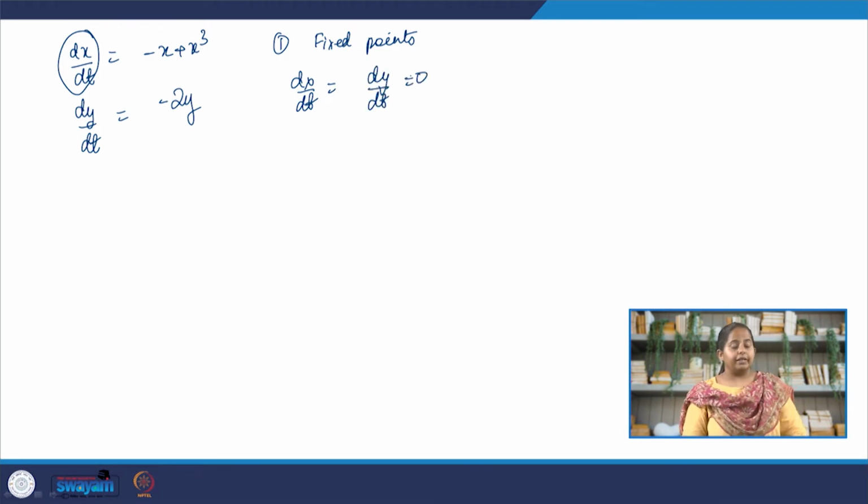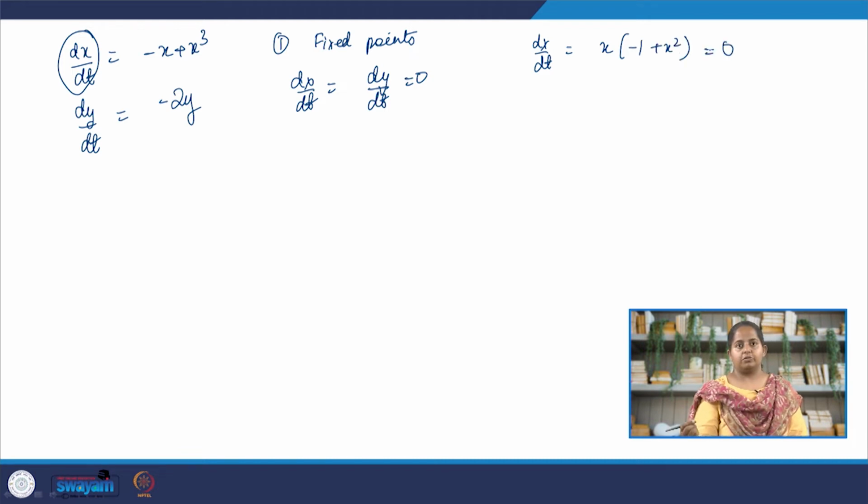Let's look at dx by dt, which is equal to x minus 1 plus x square. Let's make it equal to 0. We get 3 situations: 0, plus 1, minus 1. So when x is either 0 or plus or minus 1, dx by dt will be 0, and x will not be changing with time. Now, let's look at dy by dt being equal to 0.